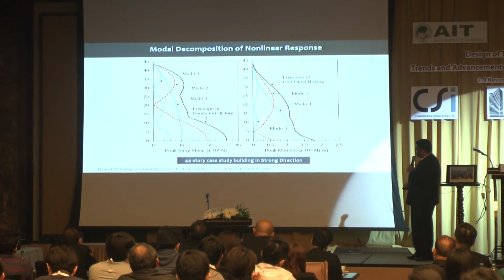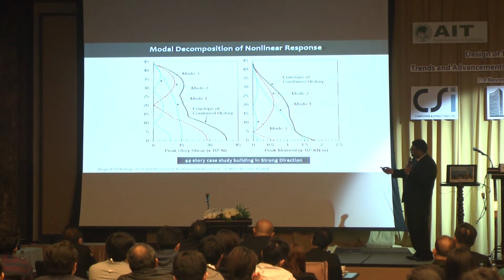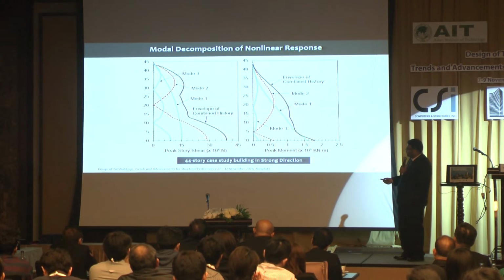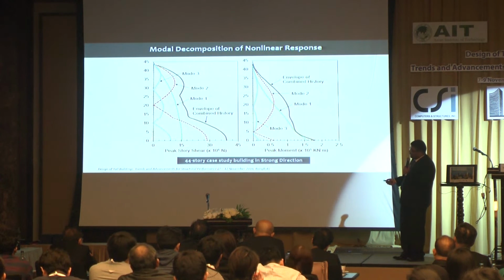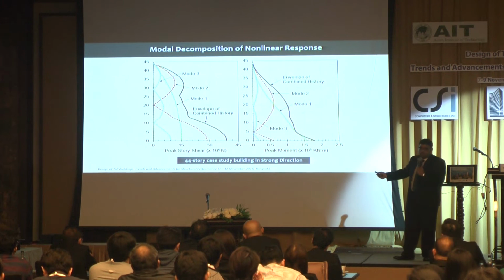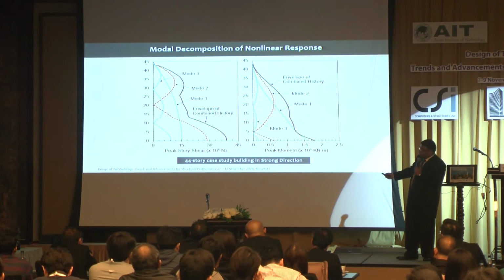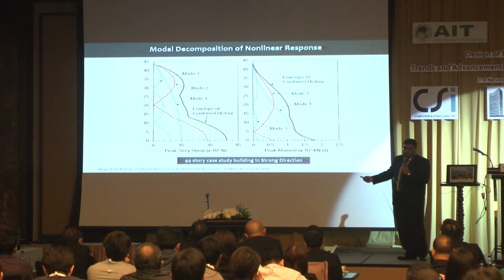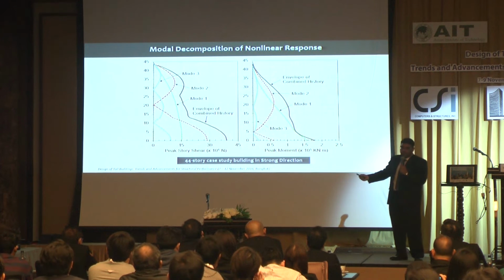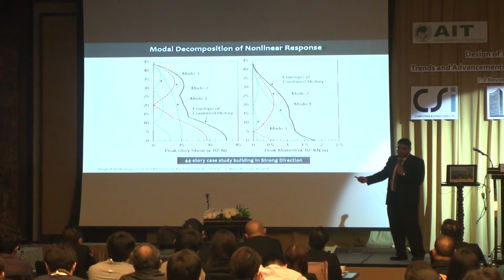But if you go to story shears, you can see here the contribution of the second mode is highest, but the first mode is lower and the third is even lower. So if you want to suppress story shear, you should pay more attention to the second mode, and this information you are not going to get from time history analysis. This is important.